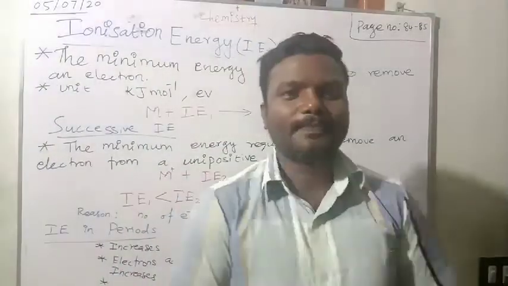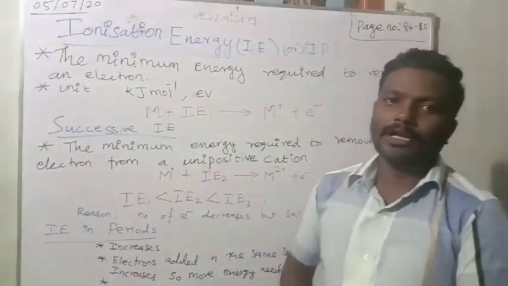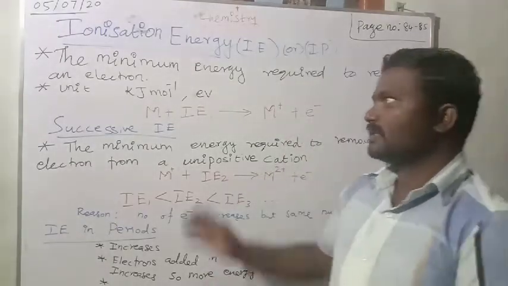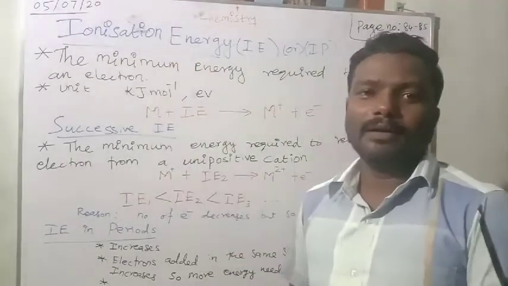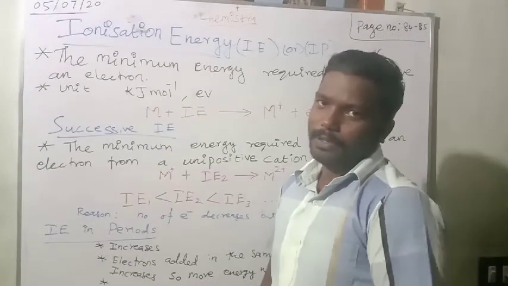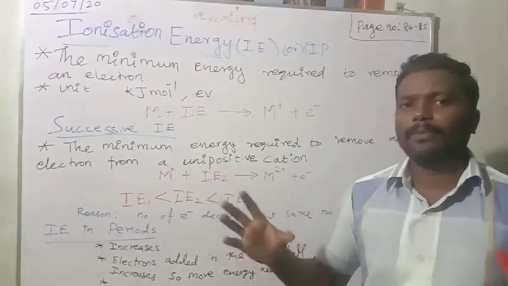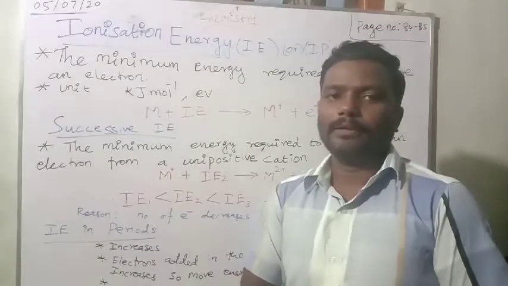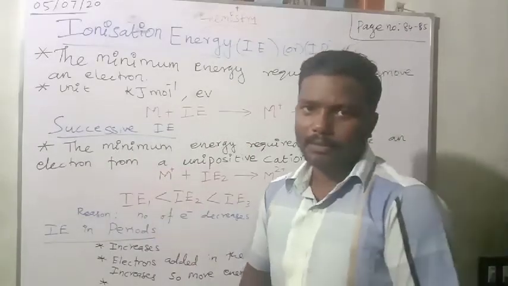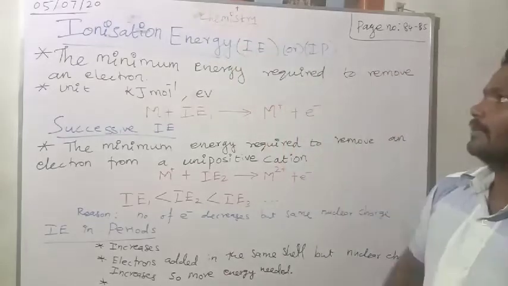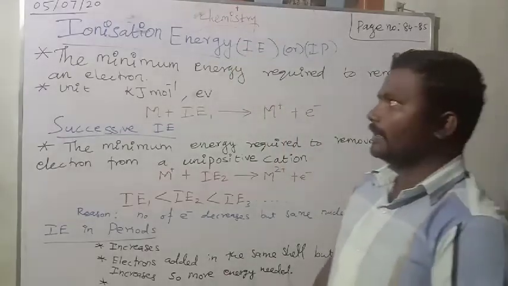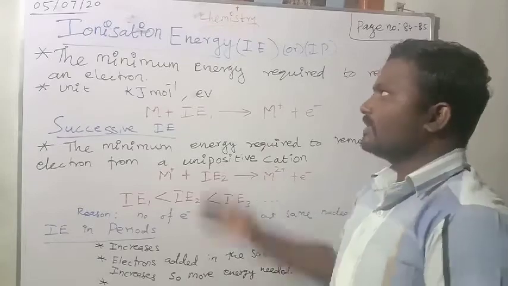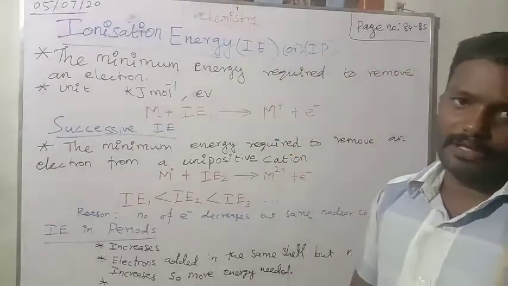Hello students, today we are going to learn ionization energy. Yes my dear students, one of the important periodicities of the periodic table. In the periodic table we study some properties that vary according to the atomic number. The first property, atomic radius, we have already studied; in the same way, ionization energy.